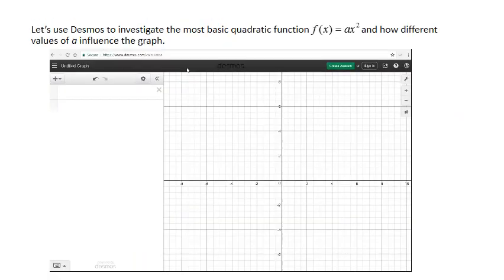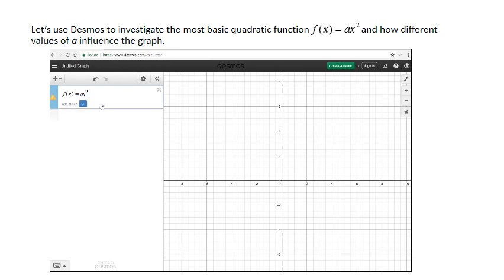We're going to use Desmos to investigate a key part of the equation of a quadratic function, and that is the x squared term. That's what you need for it to be a quadratic equation, and in particular, the a in front of the x squared, the coefficient, how does it impact the graph? So to do that, we're going to look at f of x equals ax squared.